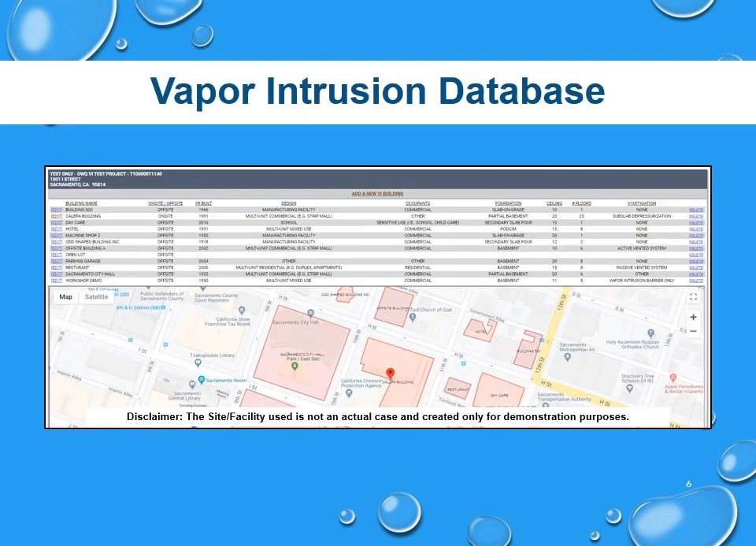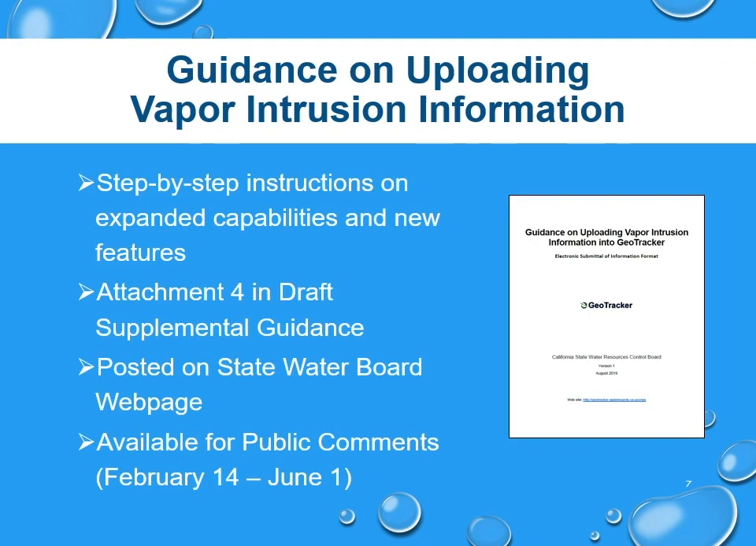The vapor intrusion database shown here was designed in the ESI portal to support the implementation of the supplemental vapor intrusion guidance and store valuable data as it is accumulated. The workgroup drafted the guidance on uploading vapor intrusion information into GeoTracker as a how-to document with step-by-step instructions on where to find and how to use the expanded capabilities and new features in the ESI portal.